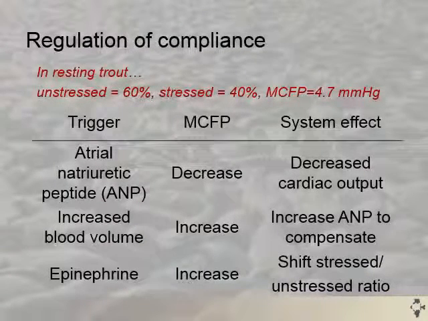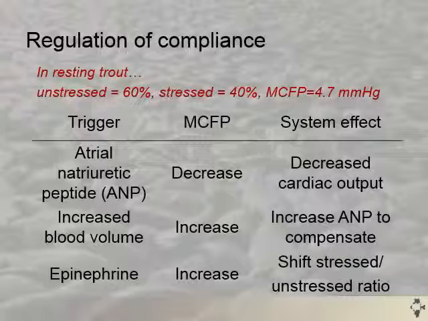Okay, so in a resting trout, so a trout that's not swimming, not evading a predator, just sitting there, the unstressed volume is about 60% of the total blood volume. Okay, so if we were to stop the heart of the trout, allow blood pressure to equilibrate, open one of the blood vessels, 60% of the blood volume would stay in the fish. 40% of the blood volume would actually flow out. Okay, and that's at a mean circulatory filling pressure of 4.7 millimeters of mercury. Now, that's under normal resting conditions.